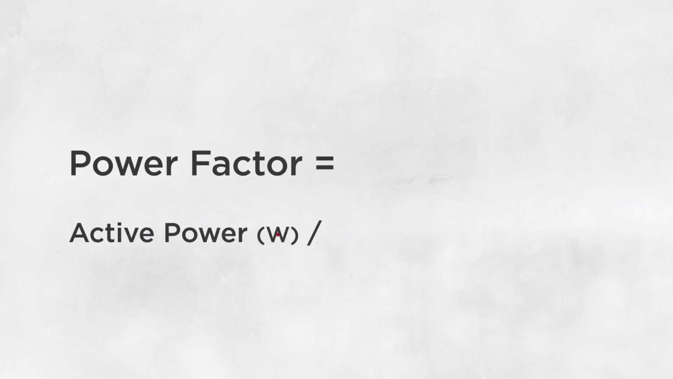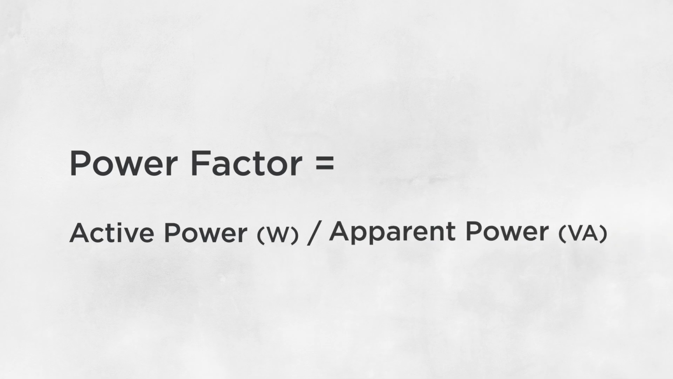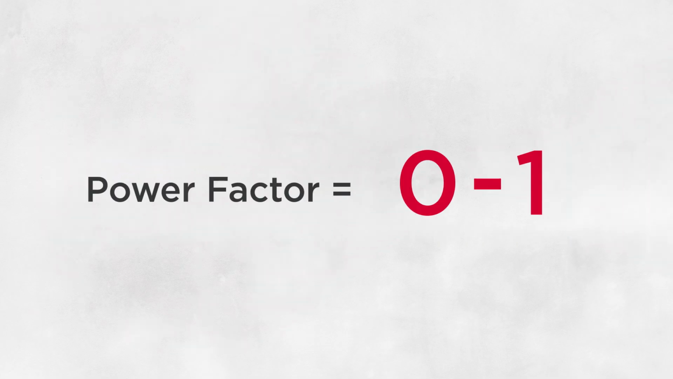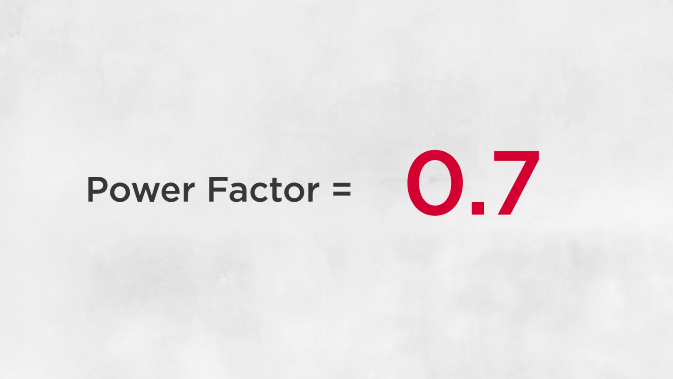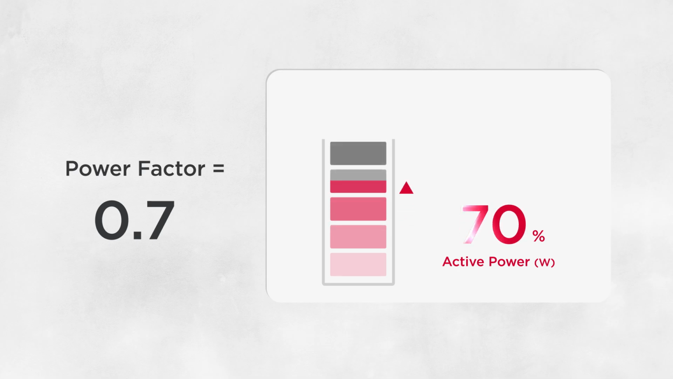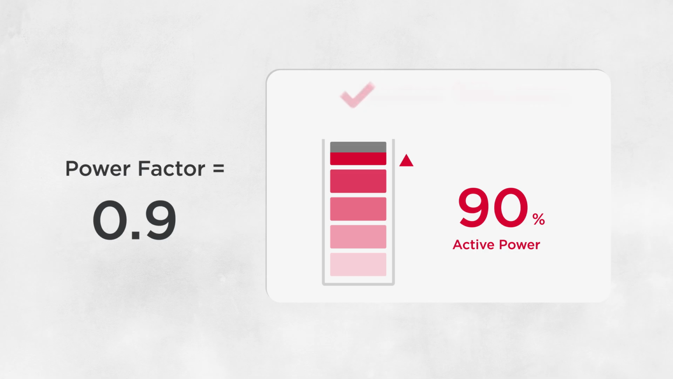Going one step further, in an AC circuit, power factor is the ratio of active power, measured in watts, to apparent power, which is measured, as mentioned earlier, in volt-amperes. This ratio varies from 0 to 1. An example of a power factor equal to 0.7 means that the electrical appliance consumes 70% active power and the remaining 30% represents the reactive power. In other words, the closer the ratio is to 1, the better the system efficiency of the equipment.